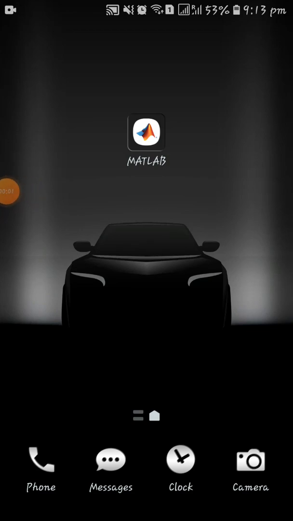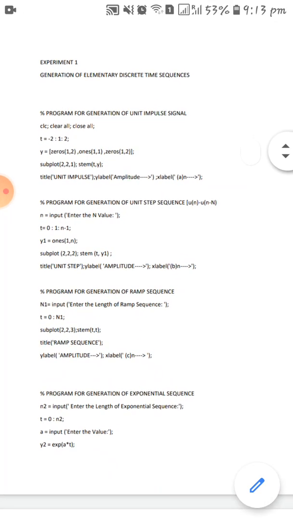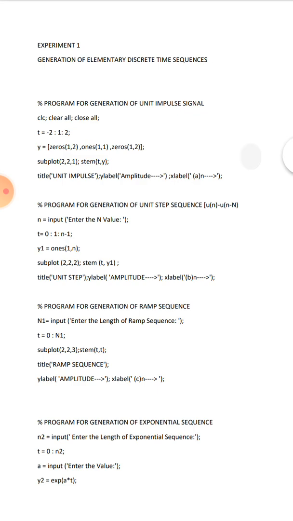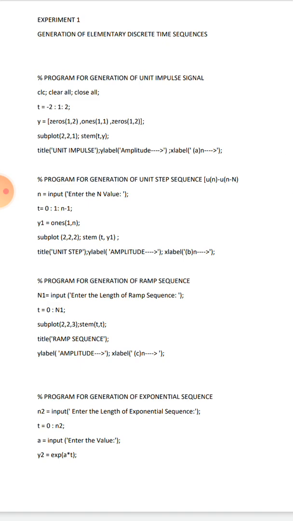Okay, hello everyone. So we'll start with the first experiment in your digital signal processing laboratory. Your first experiment is generation of discrete time sequences. I'll explain the code line by line and then you can try the code. The code will be shared through the WhatsApp group. So you can try to run the code in your MATLAB.